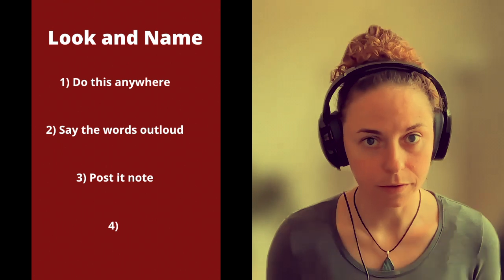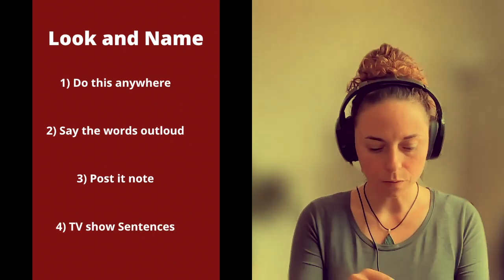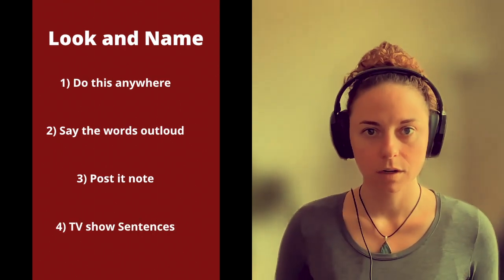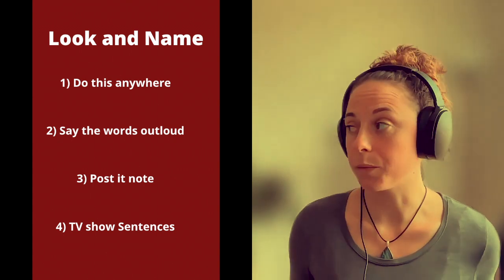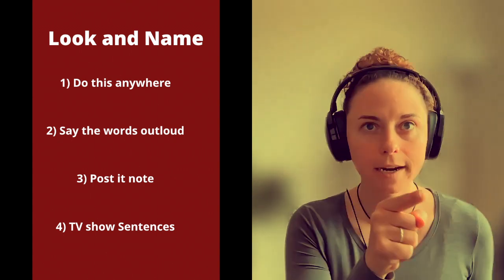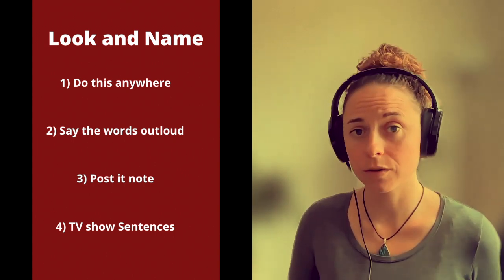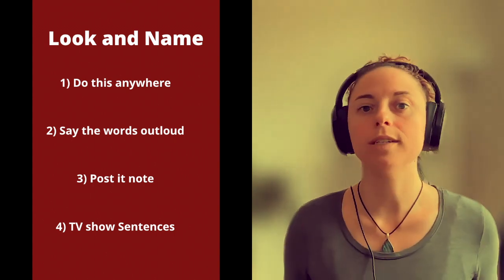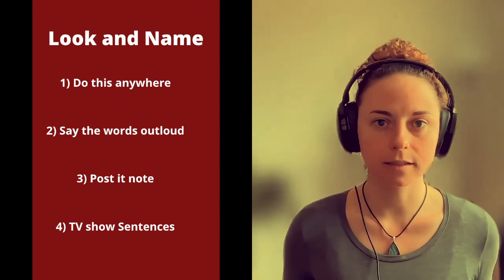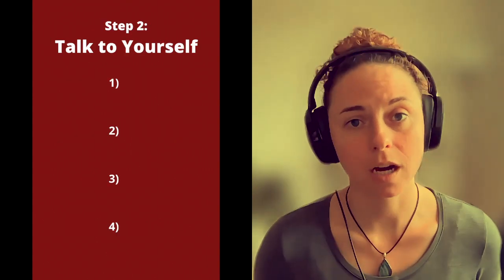Another thing that you can do, get a piece of notebook paper, write a sentence from a TV show, and then put it on your wall. And then when you're walking around, you see it, look at it and say it out loud. And the next time you watch a TV show in English, do the same thing. Add another sentence. Step 2, talk to yourself.